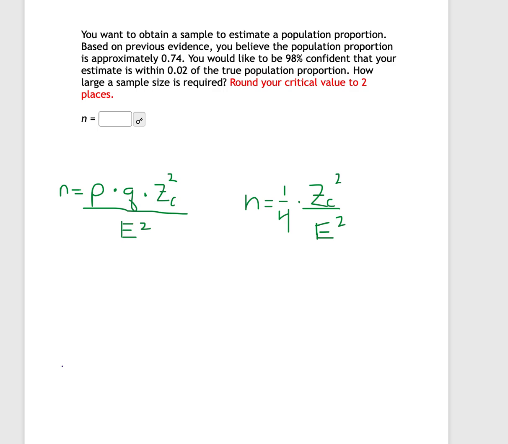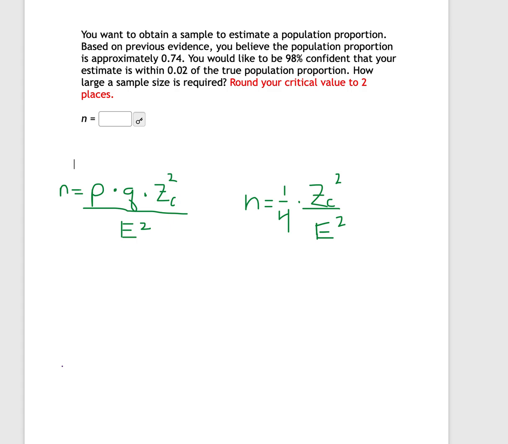You want to obtain a sample to estimate a population proportion. Based on previous evidence, you believe that the population proportion is approximately 0.74. You would like to be 98% confident that your estimate is within 0.02 of the true population. How large of a sample is required?